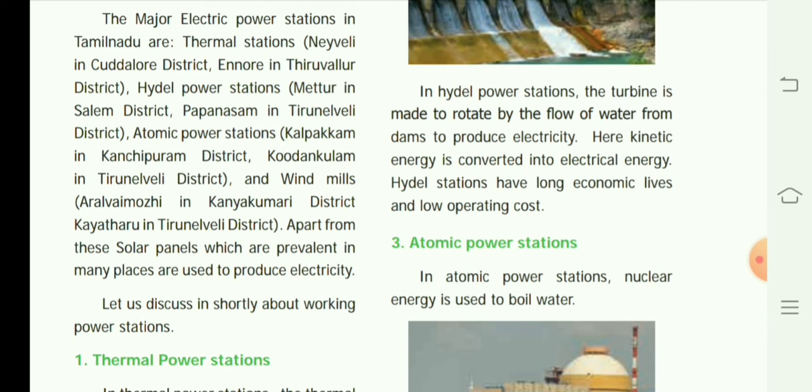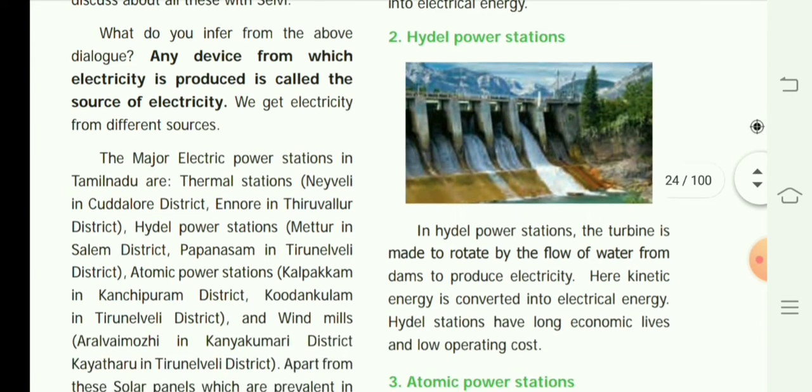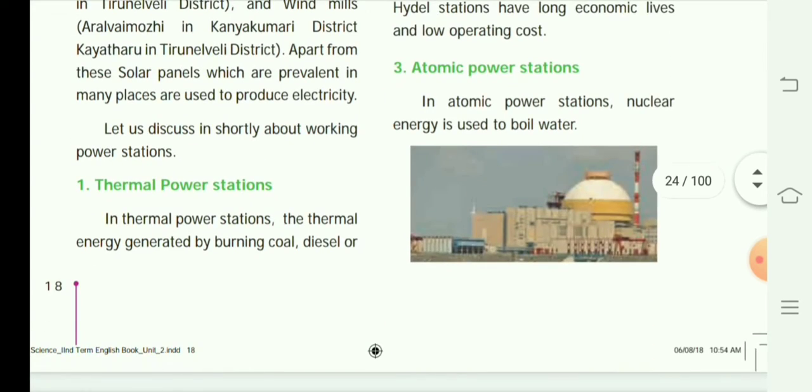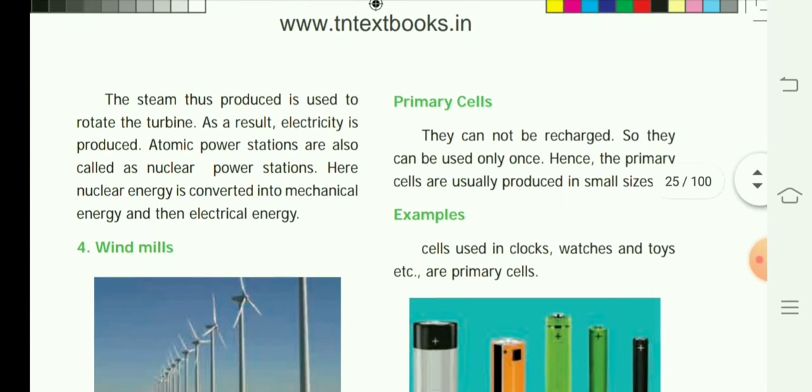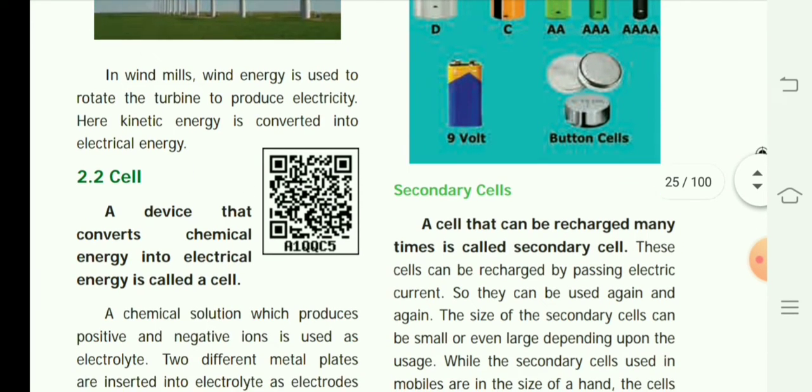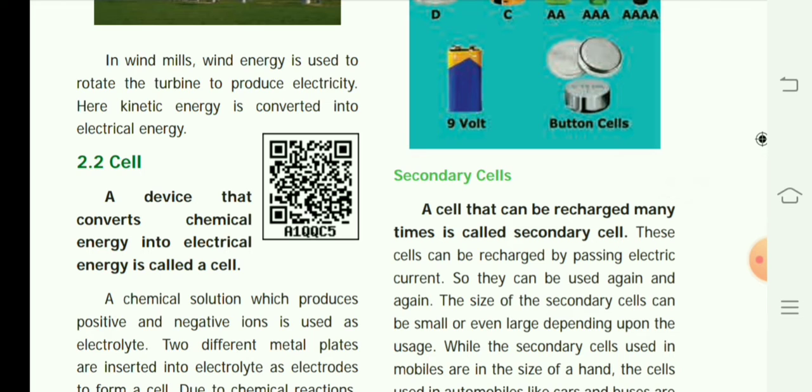What are they? First one thermal power station, second one hydel power station, third one atomic power station, and the fourth one windmills. These are the four power stations that are present. Okay, very good, student. Next we will move to the next topic.